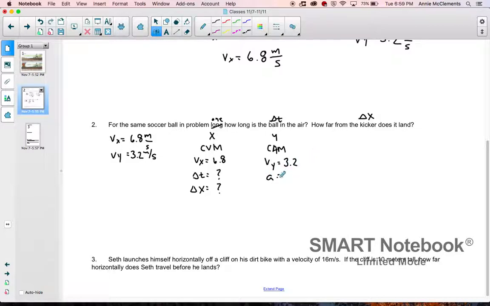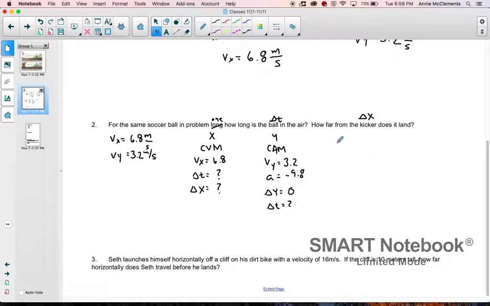Acceleration, it's in free fall, so that's going to be negative 9.8, right? And assuming that the ball lands on the ground and the ground's the same height as where it started, delta y is going to be 0 meters. We don't have delta t, but we can solve for it, right?